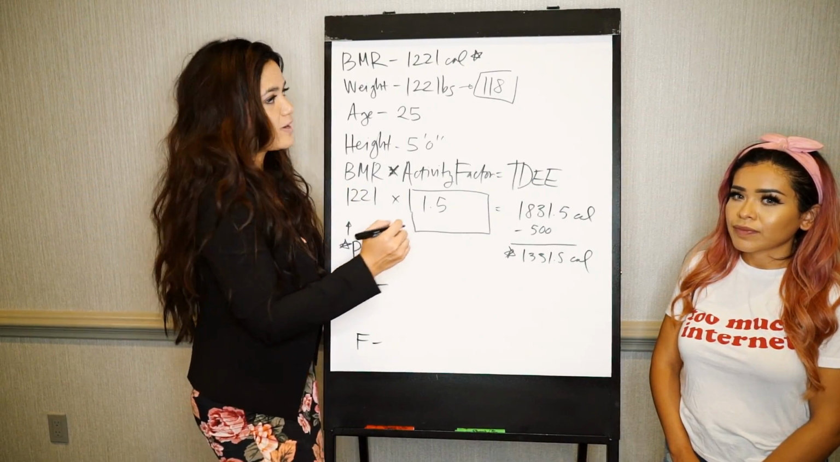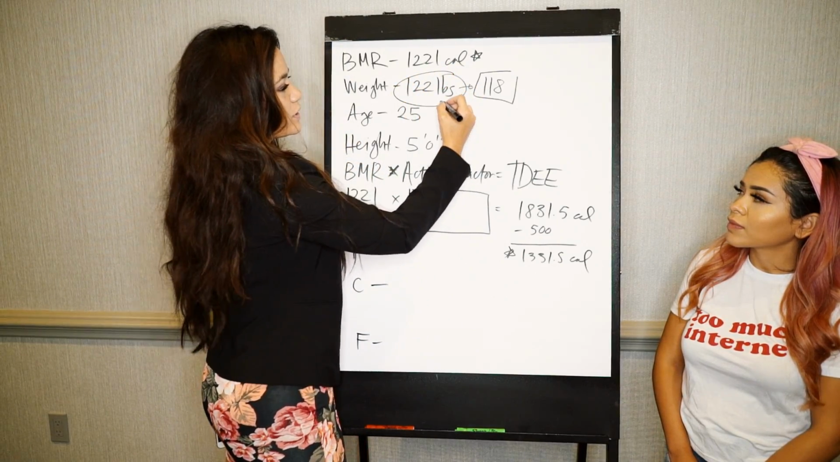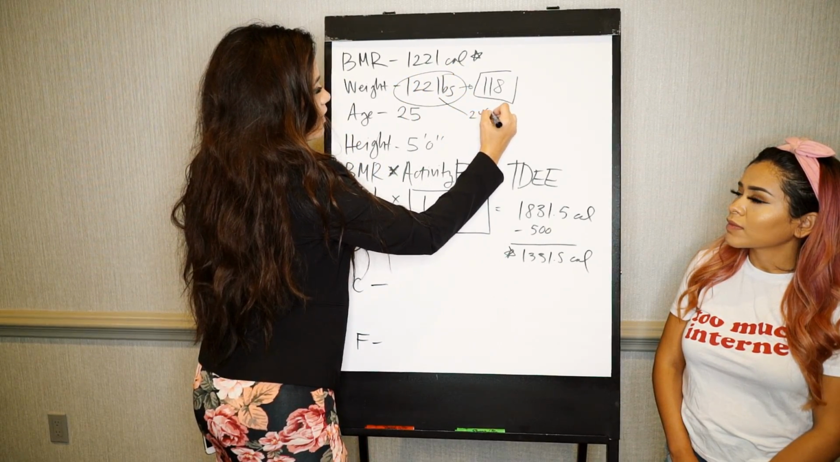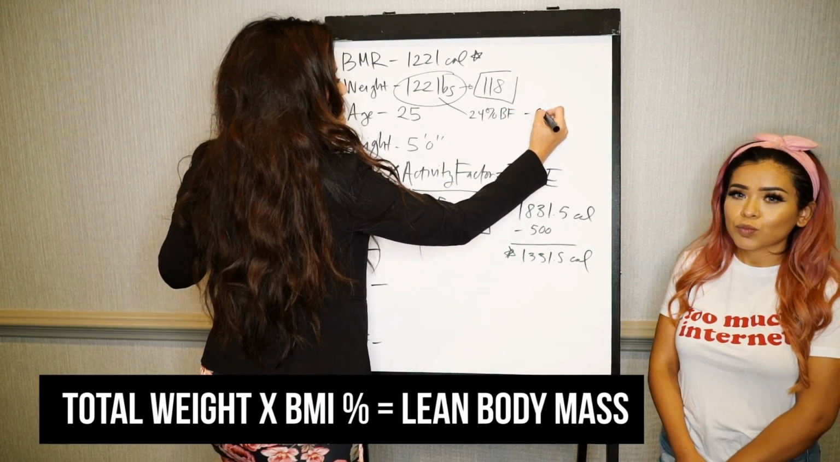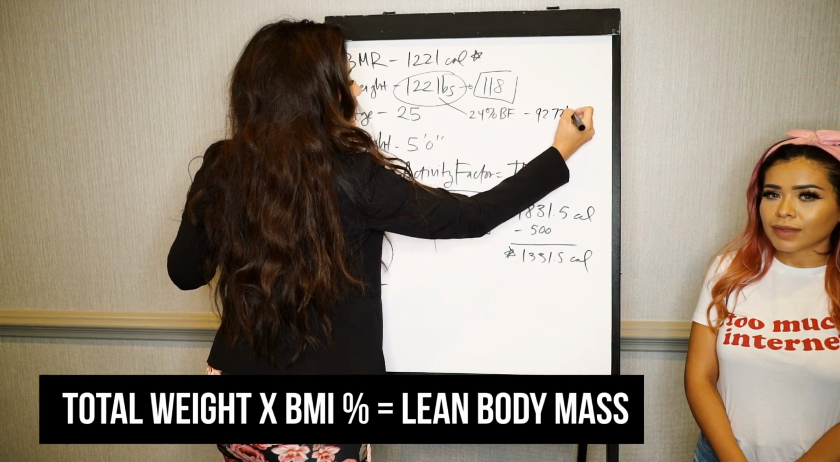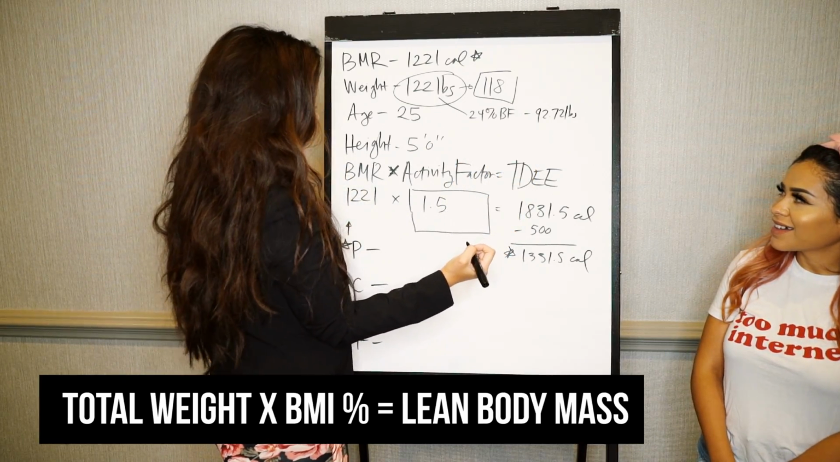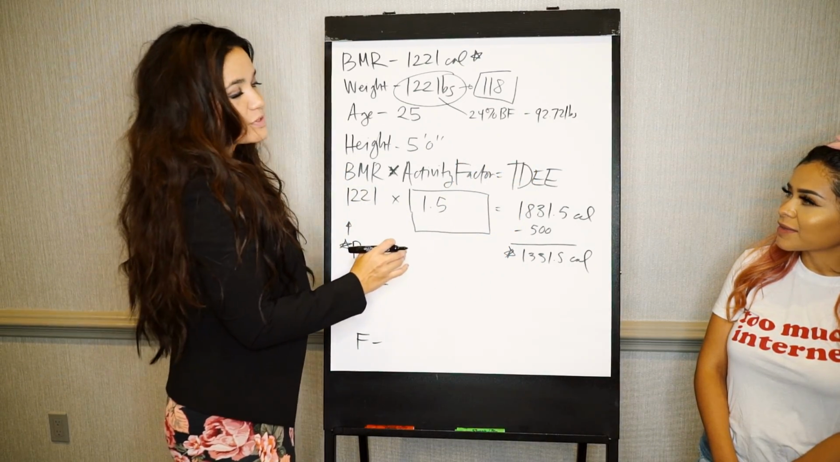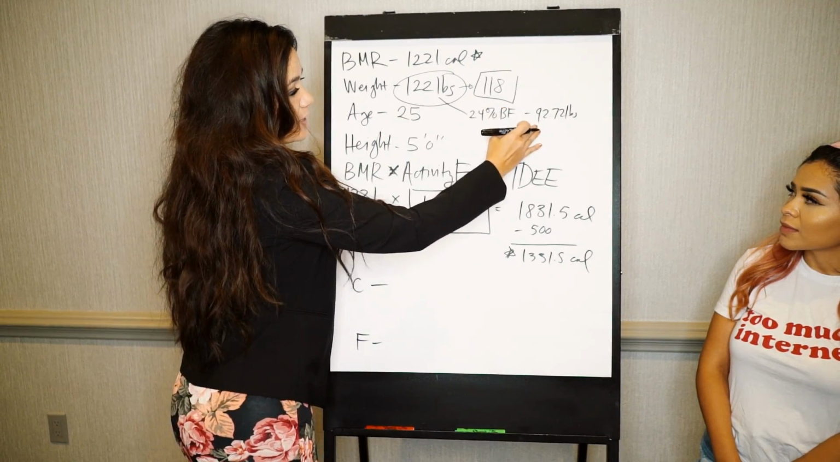She knows that her body fat percentage is 24. So she's currently 122 pounds and she's at about 24% body fat. Okay, so her lean body mass is 92.72 pounds. All right, how cute is that, number one? 92.72 pounds. So what we would want to do is use approximately 1 gram of protein per pound of lean body mass.